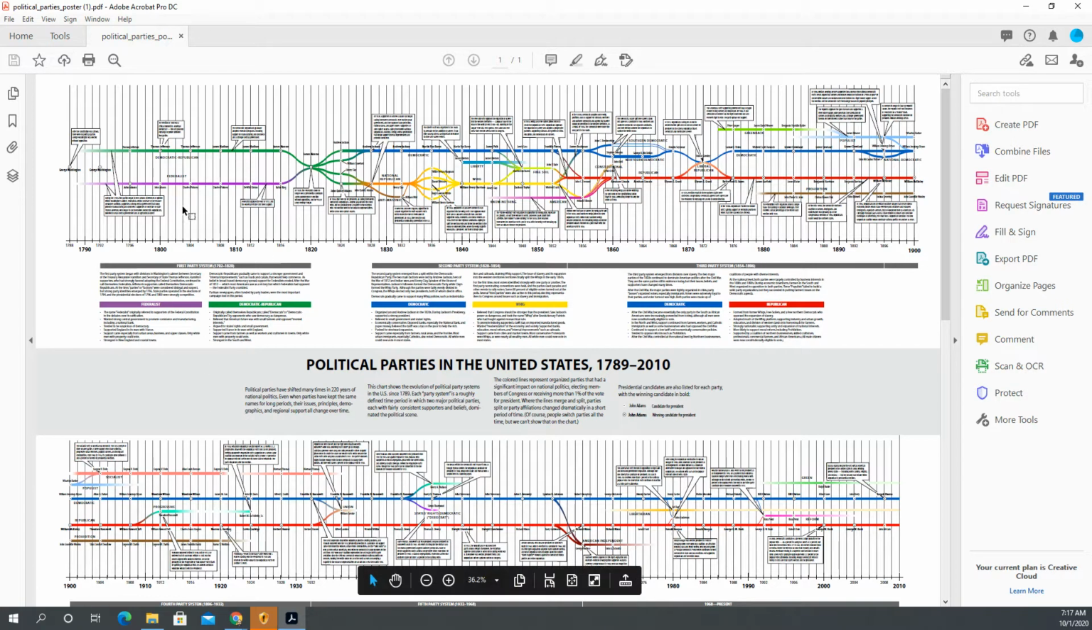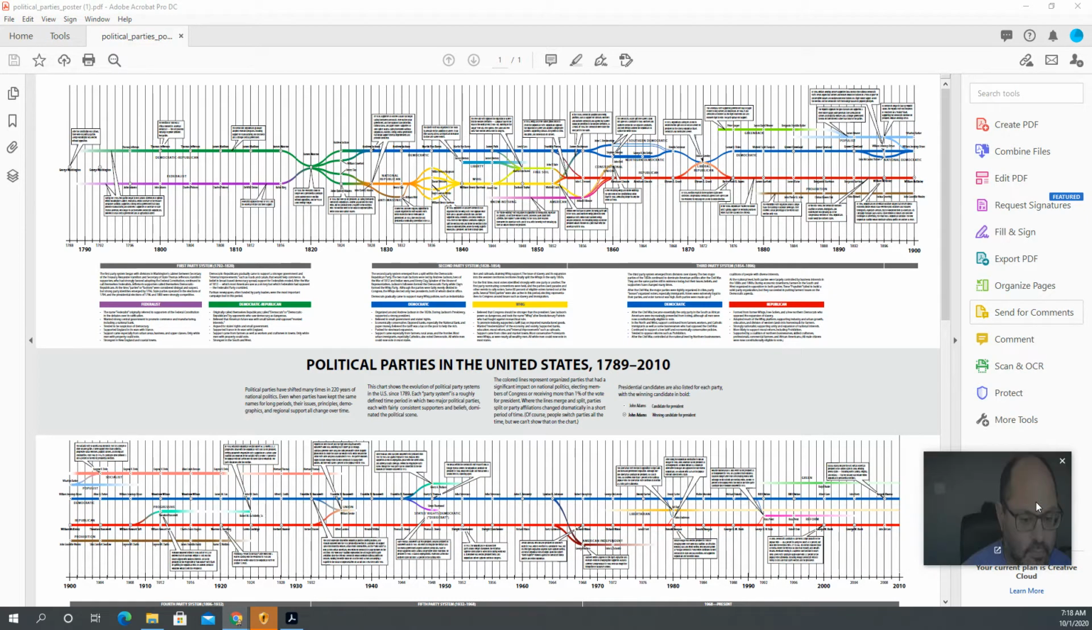So you'll notice that there are these lines and everything going across here. What these lines really represent are the political parties, from the point of view of presidential politics at the time. So when you see this, you're going to see that there are these colors that represent different things.